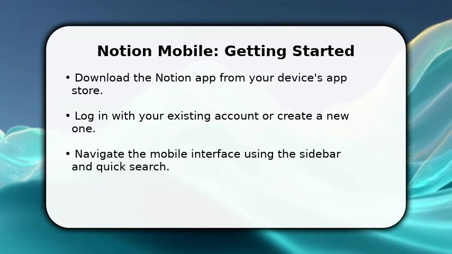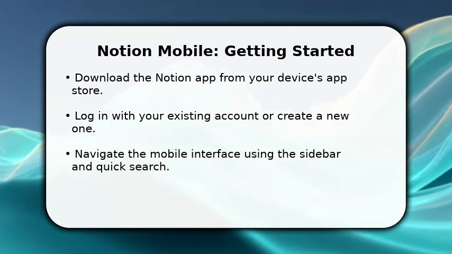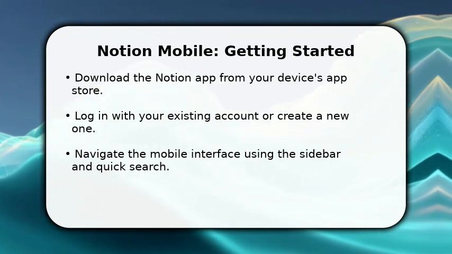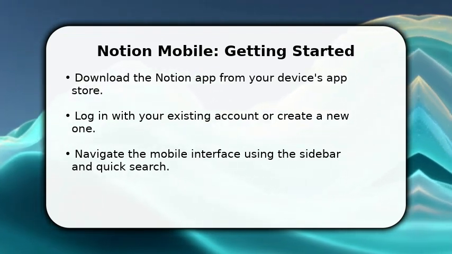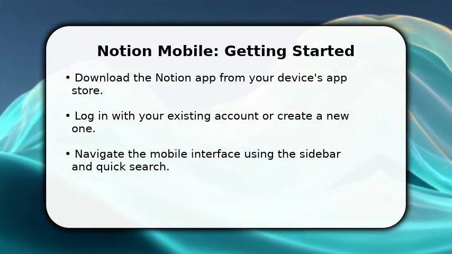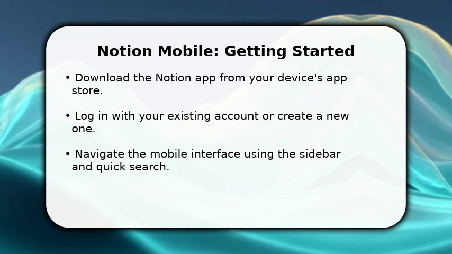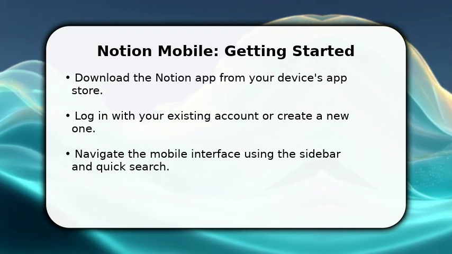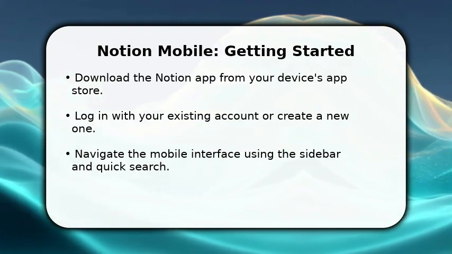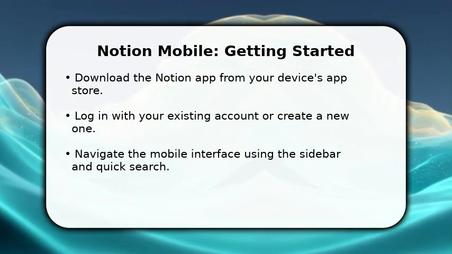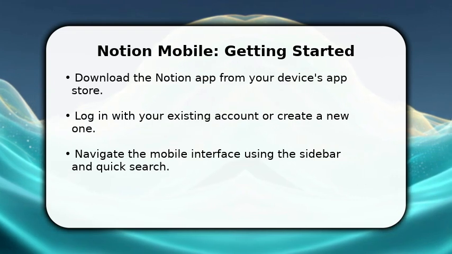Enjoy the video. In this video, I will explain how to use Notion on mobile. First, download the Notion app from your device's app store. Once installed, log in using your existing account or create a new one if you're a first-time user. You'll find the mobile interface intuitive, with a sidebar for navigation and a quick search bar at the top. This allows you to easily access your pages and databases on the go, keeping your information organized and accessible from anywhere.